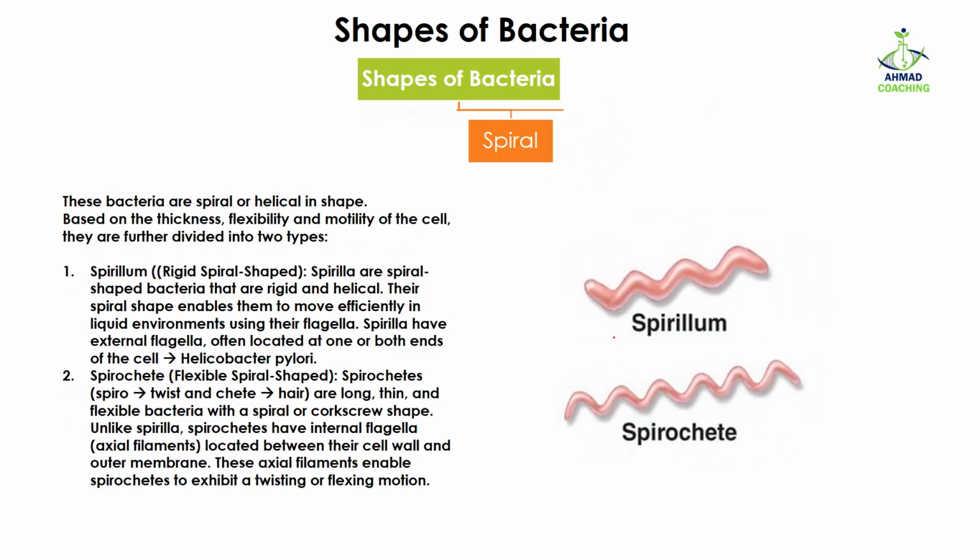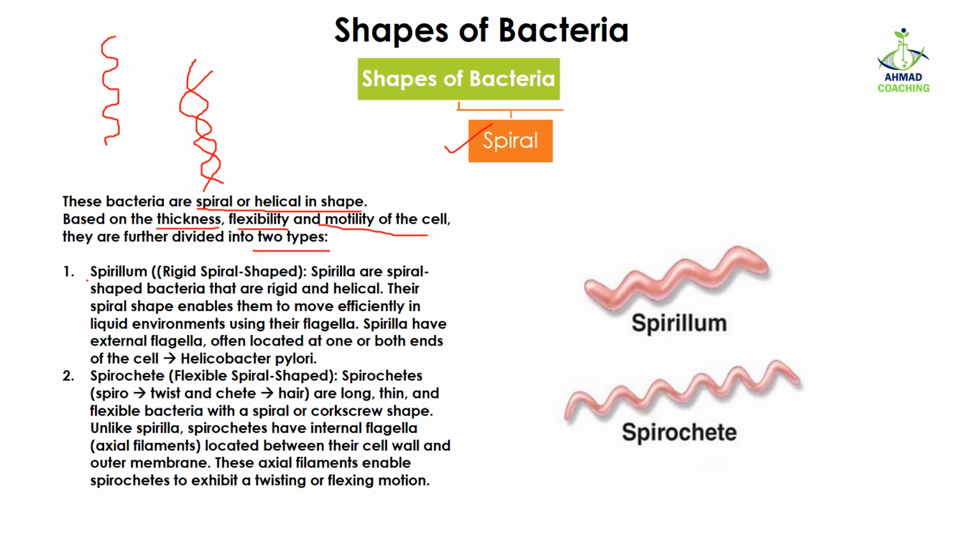Another shape of bacteria is spiral. These bacteria are spiral or helical in shape. Helical is just like the structure of DNA. We know the structure of DNA is double-stranded helical, but when a single strand or single helical is present, then we will call them spiral. Based on the thickness, their flexibility and their movement, they are divided into two types.